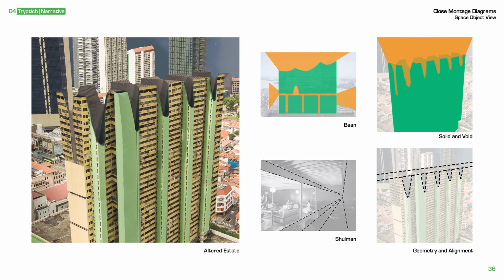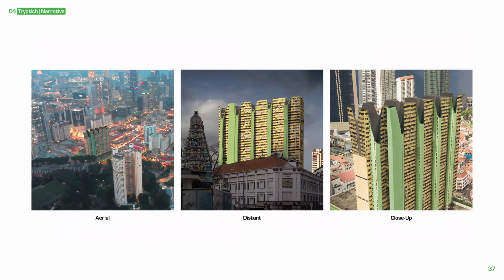And the close-up shot illustrates Bond's photographed solid-void relationship of the opera house, again revealing deep and shallow involutions and a mysterious quality to the facade lining the space object. Concluding the narrative of mysterious involutions and the generation of the space object as an approach to tackling hyperdensity and adaptive reuse in Singapore.